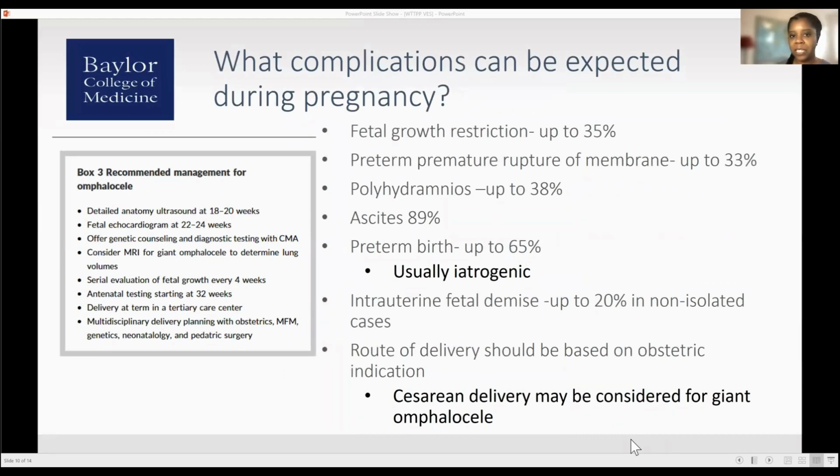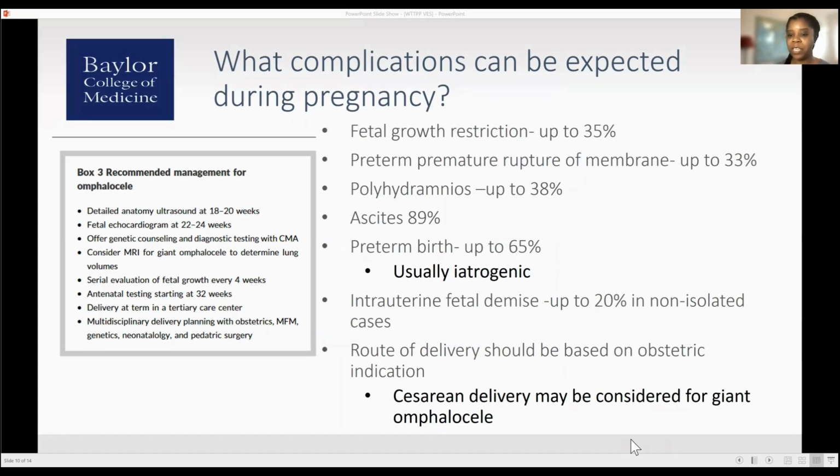So pregnancy complications with omphalocele include fetal growth restriction in about a third of cases, as well as premature rupture of membranes, which is also secondary to polyhydramnios, which is very common. Ascites is also a frequent finding in cases of omphalocele. Preterm birth occurs in up to 65%. However, it's usually an iatrogenic preterm birth secondary to preterm premature rupture of membranes, non-reassuring fetal testing, or things like that.